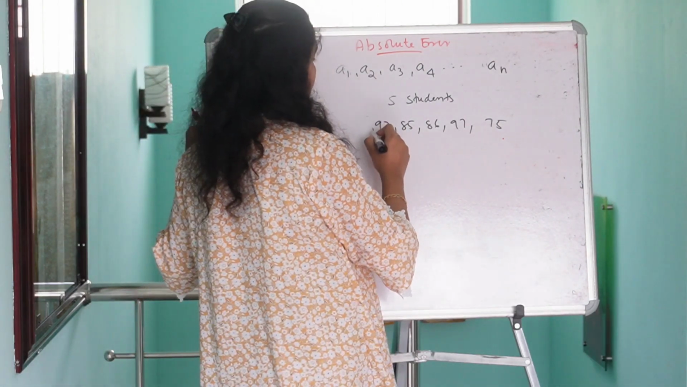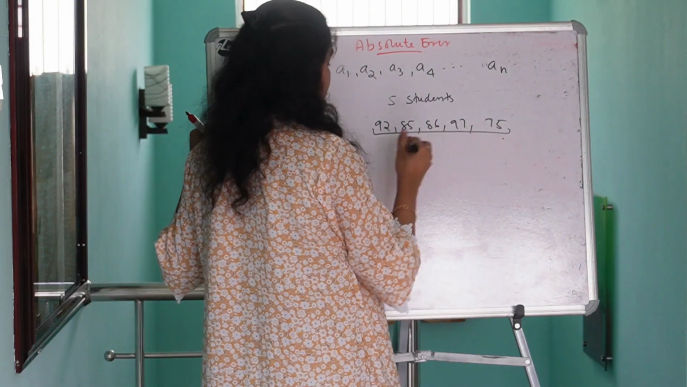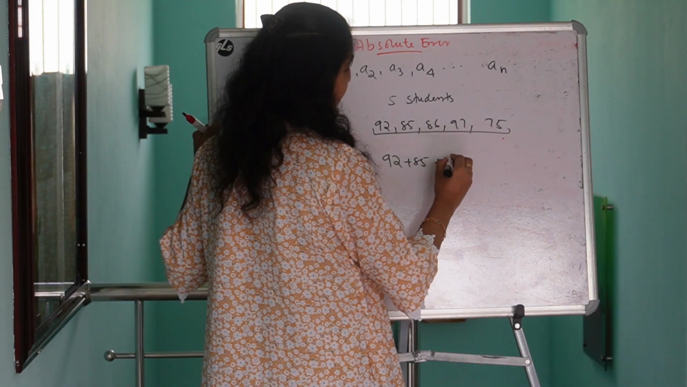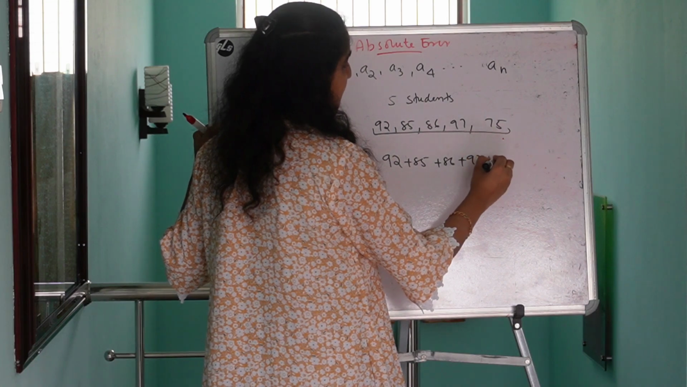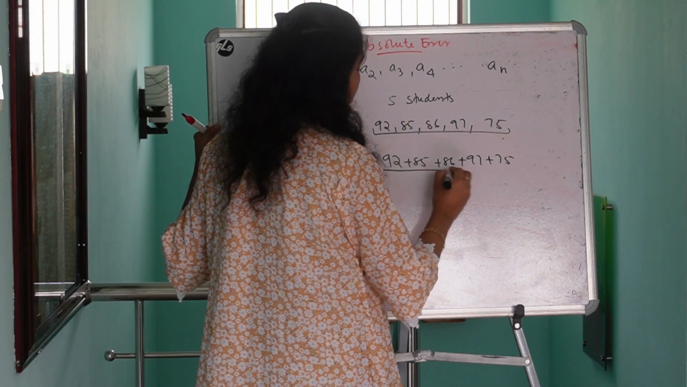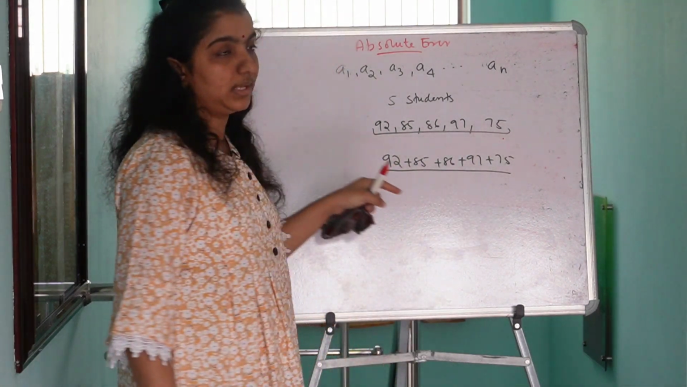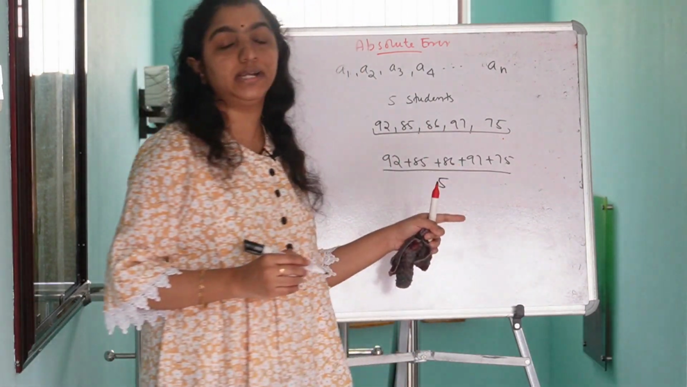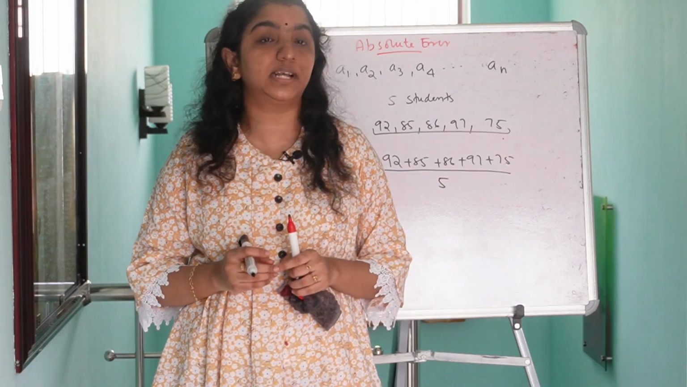First you sum up all these marks, isn't it? 92 plus 85 plus 86 plus 97 plus 75. Then you divide the total by the number of students. Here in this case it is 5. So total divided by the number of students, 5. Is it clear?